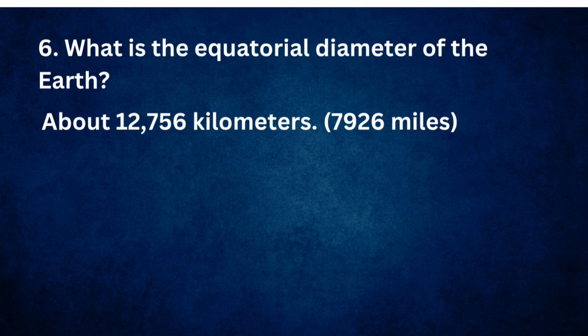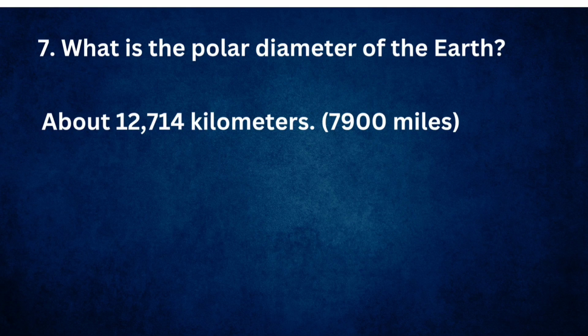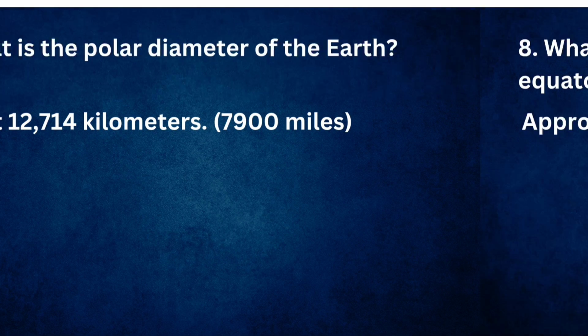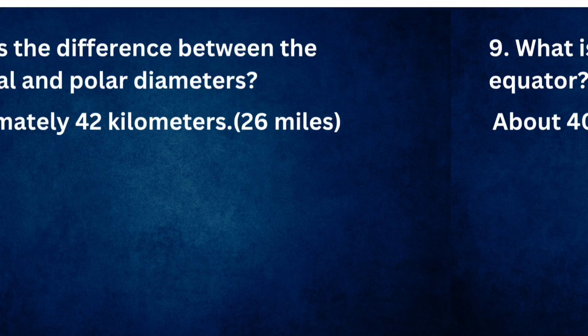What is the equatorial diameter of the Earth? About 12,756 kilometers or 7,926 miles. What is the polar diameter of the Earth? About 12,714 kilometers or 7,900 miles. What is the difference between the equatorial and polar diameters? Approximately 42 kilometers or 26 miles.